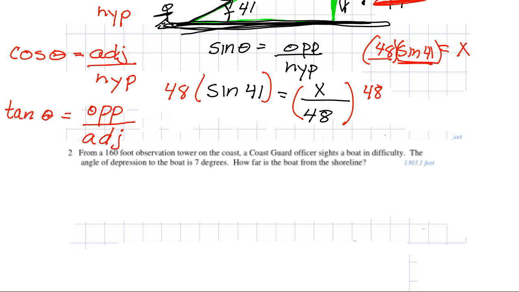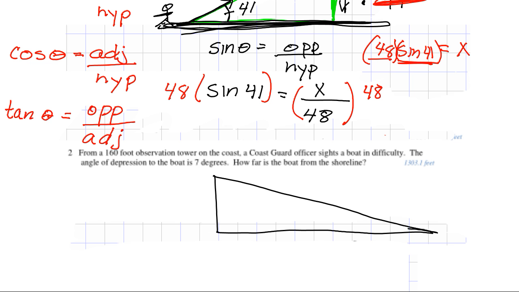Again, draw a right triangle. I do that before I do anything else. Before I even try to understand what any of the words are, I draw a right triangle. Then I start reading it and see how I can label each of the sides.